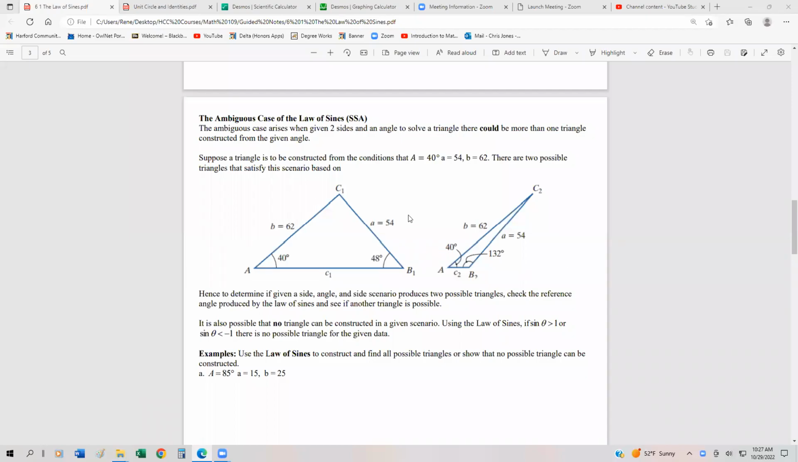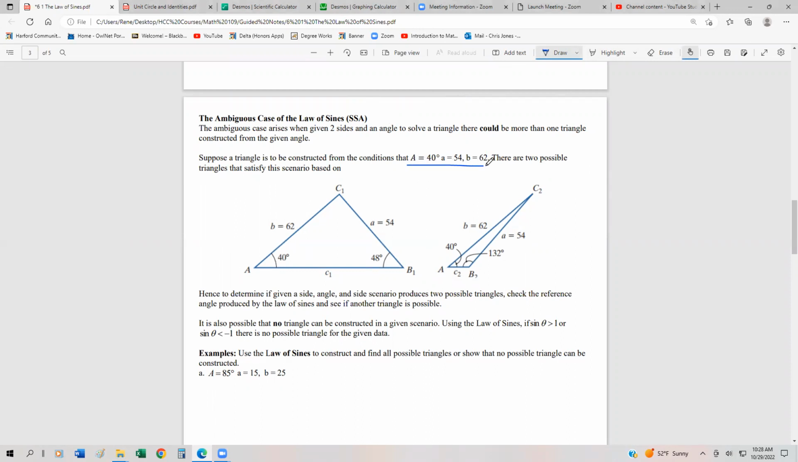We're going to take a look at the ambiguous case of the law of sines. The ambiguous case arises when we have a side and an angle. The reason it occurs is that when we're starting to find that second angle, and the third angle, one might be obtuse or one might be acute. So we have to make sure that there is a possibility that more than one triangle could be constructed. So take a look at this.